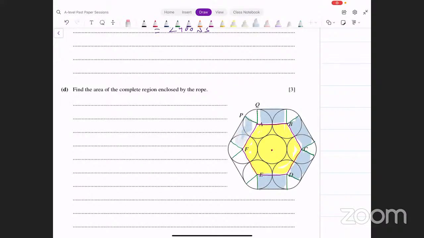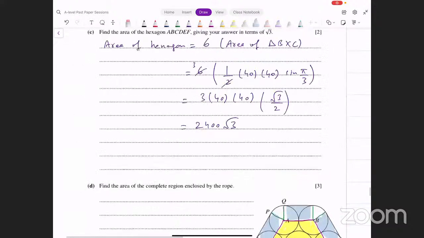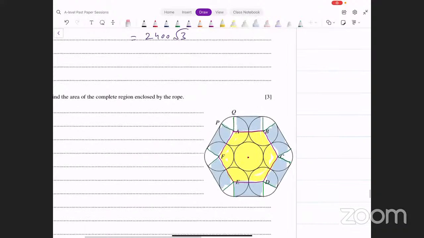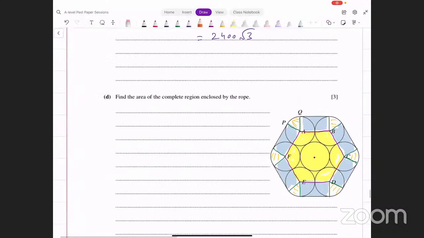और फिर बाकी क्या बचा हमारे पास? बाकी हमारे पास सेक्टर्स बच गए, और सेक्टर का एरिया हमने निकाला था नहीं पहले कहीं पे? नहीं, एरिया नहीं निकाला हमने लेकिन हमें एंगल पता है उसका. बाकी आपके पास ये सेक्टर्स रहेंगे, I'm going to shade them like this. ये आपके पास सेक्टर्स हैं. These are how many sectors? These are 6 sectors in total. इन सबको ऐड कर लेंगे. Okay, so that's going to give you the complete figure.